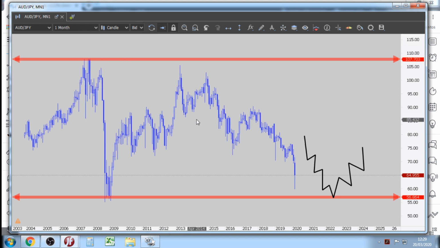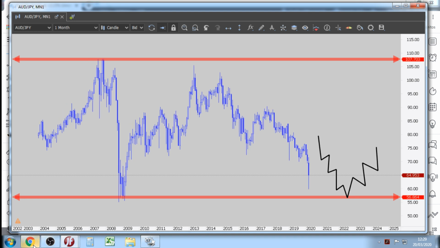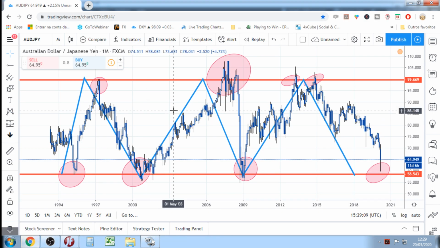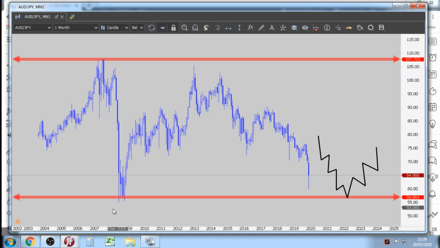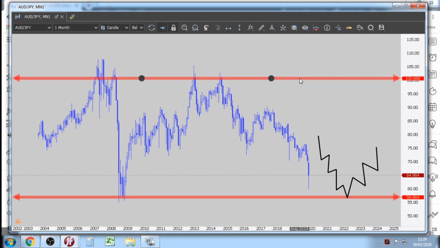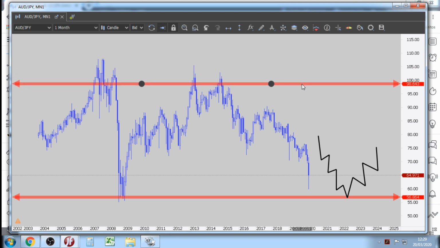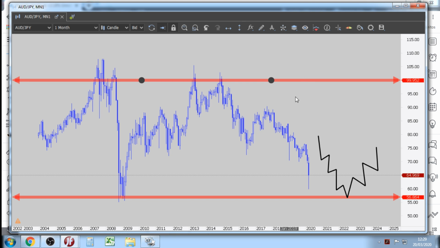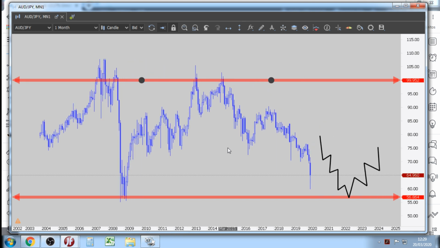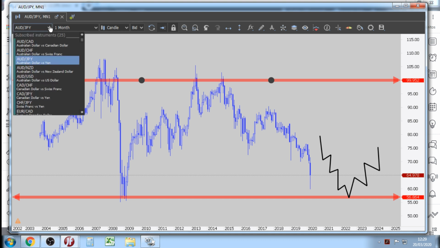Now, this is AUDJPY. Let's check the upper band. Upper band 99.66. So this would be the upper band and the lower band. Manu, did I answer your question? Okay, so let's check the next one.